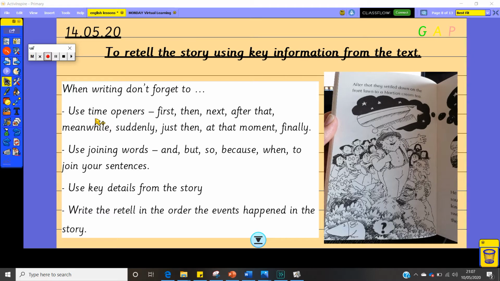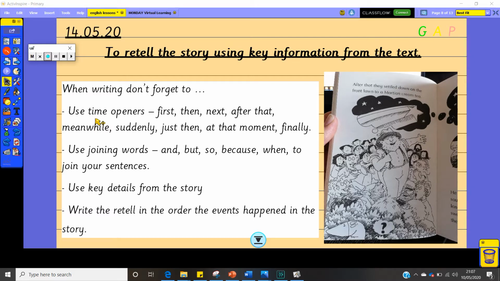I hope you have been enjoying the story so far. I do understand it's been quite a whistle-stop tour of the story this week, and you've been asked to read quite a lot of the text, but it's given you a really good insight into the story of how the Martians landed at Mudpuddle Farm.